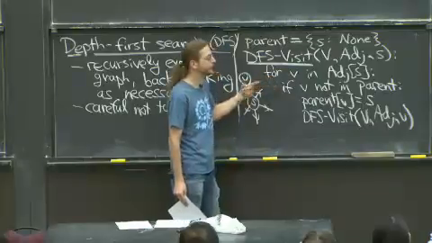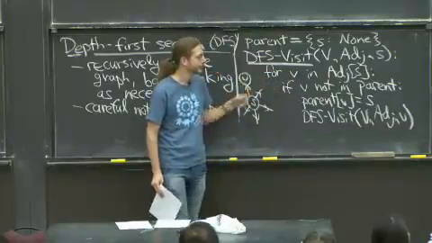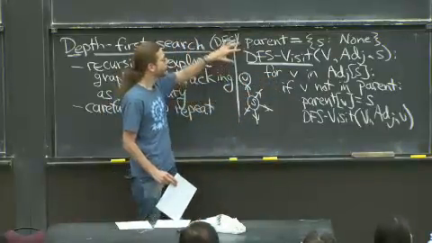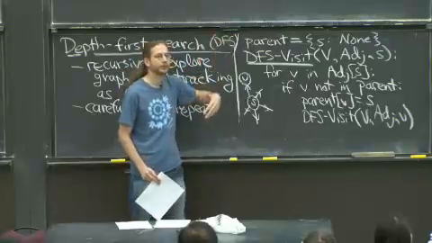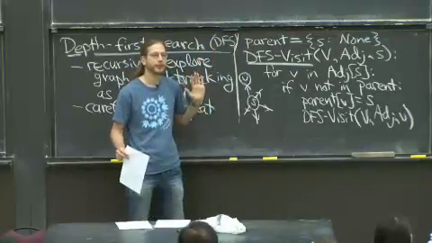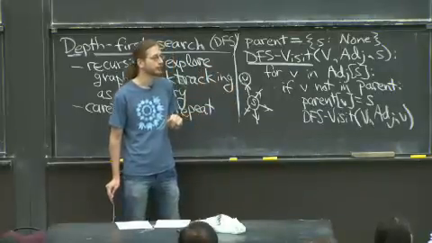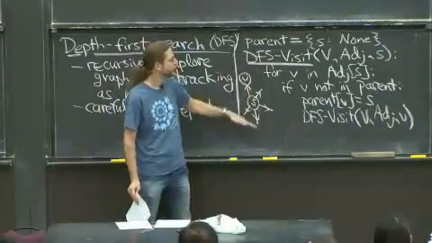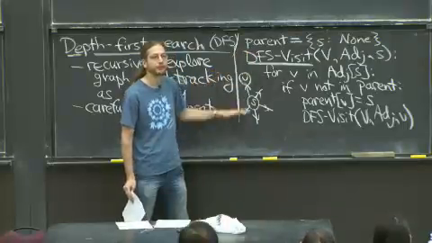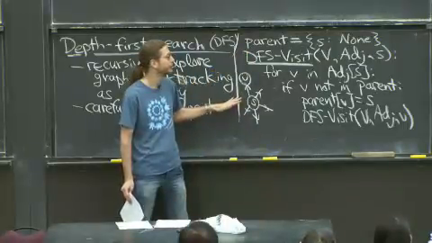The magical part is preventing yourself from repeating. As you explore the graph, if you reach something you've already seen before, you just skip it. So you only visit every vertex at most once. This will not visit the entire graph. It'll only visit the vertices reachable from S.